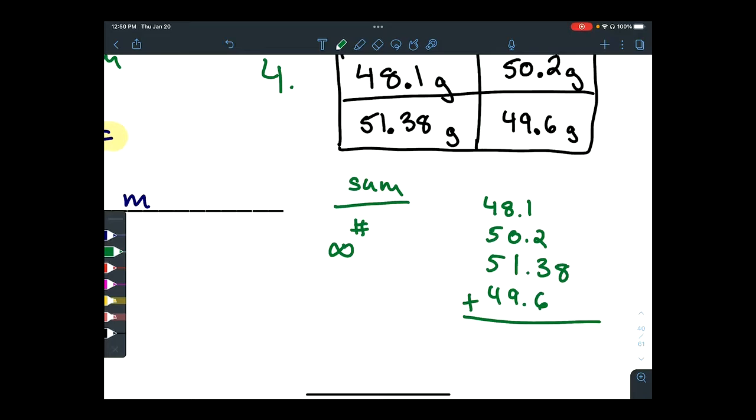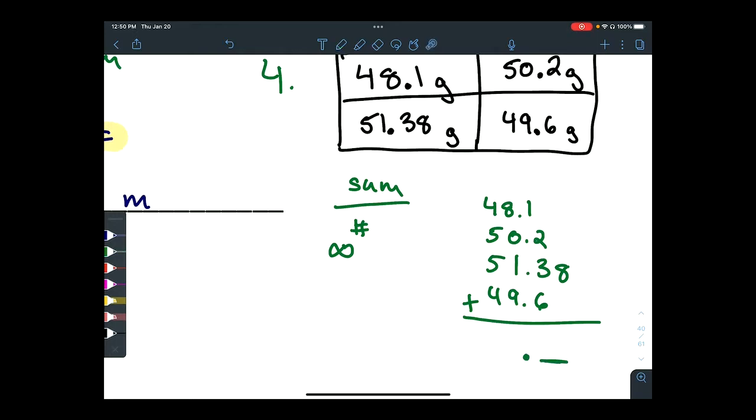Right? All the numbers have a significant digit in the tens place, right? So that means the answer will have a certainty in the tens place. They all have values in the ones place. They all have certain digits in the tenths place. So our answer can actually only go out to the tenths place.